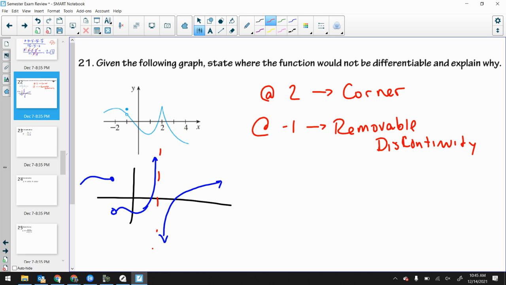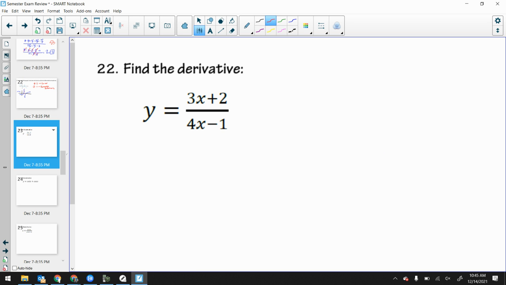Questions on that one? Moving right along. Now we're in chapter 3. And this is the stuff that's really familiar to us because we literally just took our chapter 3 test, right?